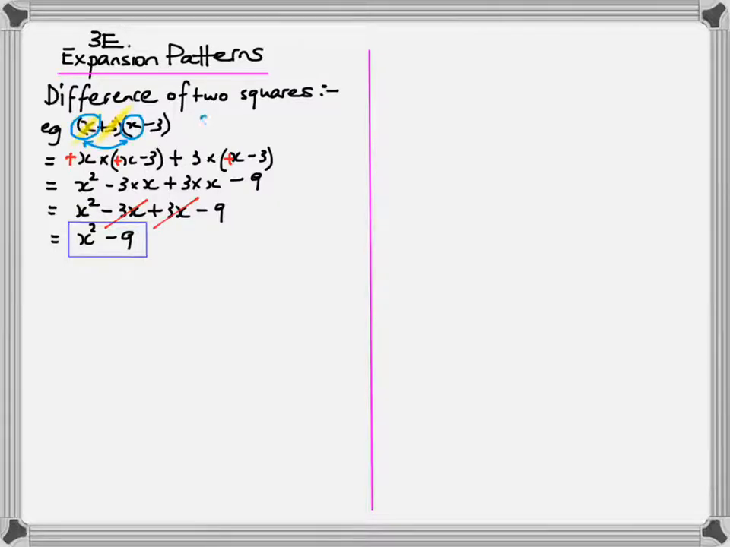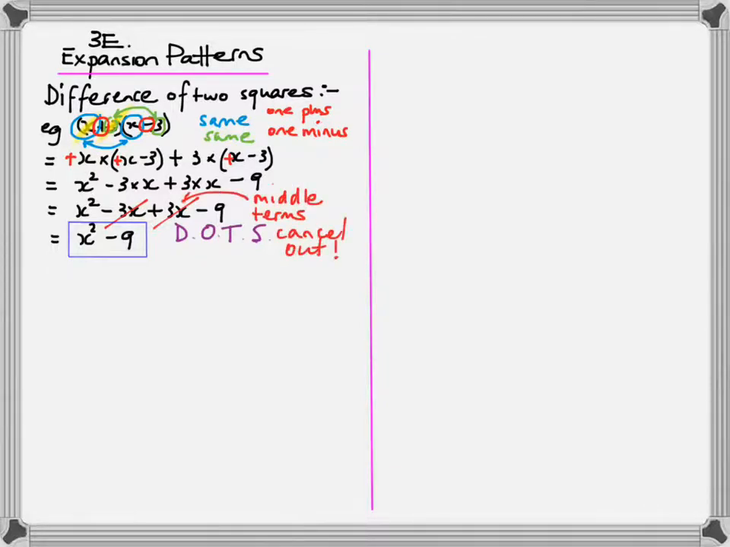Now you notice that the x's, the front terms in each bracket, were the same, and the 3's, the rear terms in each bracket, were the same. And one of them had a plus and one of them had a minus. That's how to recognise a difference of two squares expansion. DOTS stands for difference of two squares, and the middle terms cancel out. That's what you've got to understand.